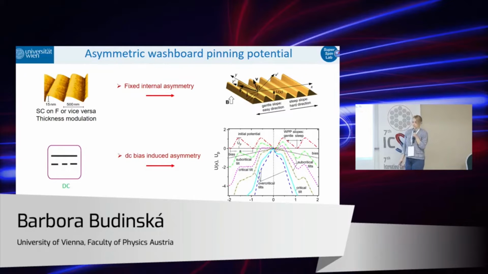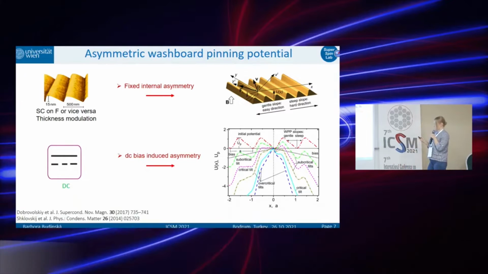When we introduce a DC current and now we look at the effective pinning potential, what happens is that the DC current causes this tilting. On the right-hand side, we see what happens when the current is flowing to the right. On the left-hand side, when it flows to the left.